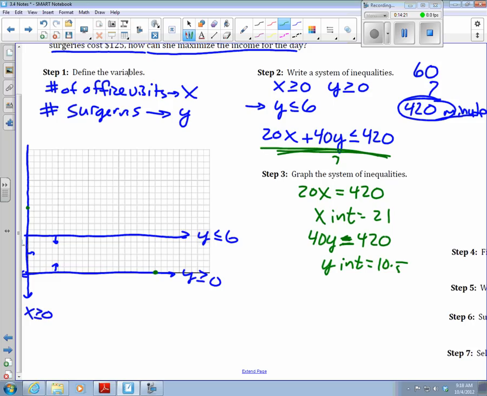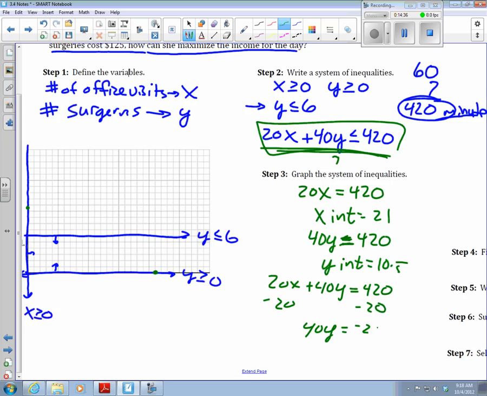Now, if I took this equation and put it in slope-intercept form and found my slope, it would be 20x plus 40y equals, I'm going to say 420 for right now. Subtracting 20x, I'm going to get 40y equals negative 20x plus 420. Dividing everything by 40, I'm going to get y equals negative 1/2 x plus 10.5.